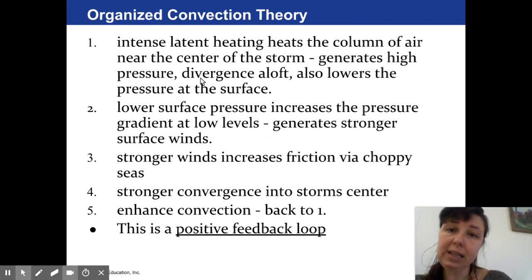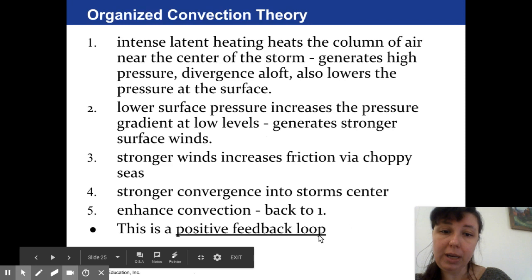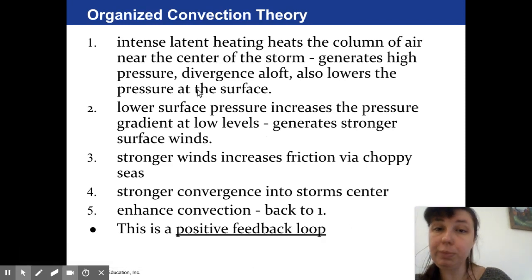Since this is a set of changes to create a change in the conditions, specifically the conditions of the atmosphere, via creating the storm, this is a positive feedback loop. So it's a set of actions that feed back on themselves in a looped cycle to create a change for more change.